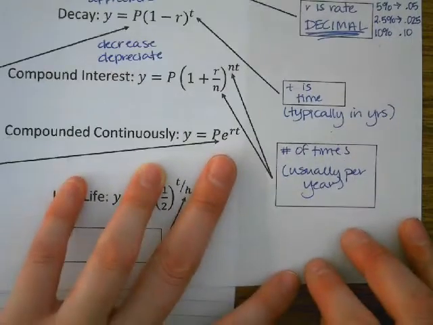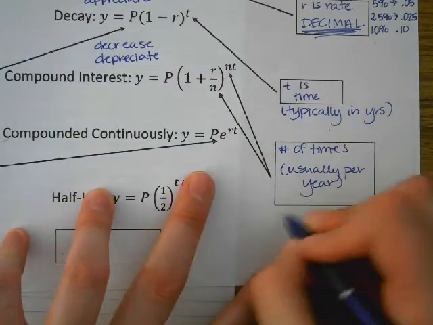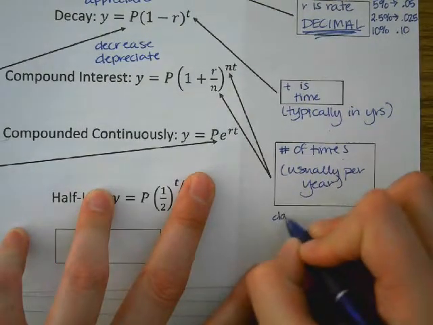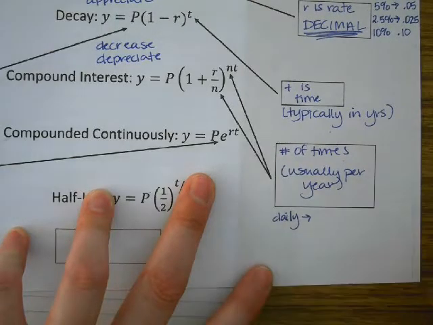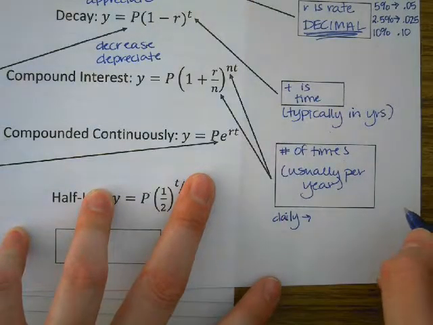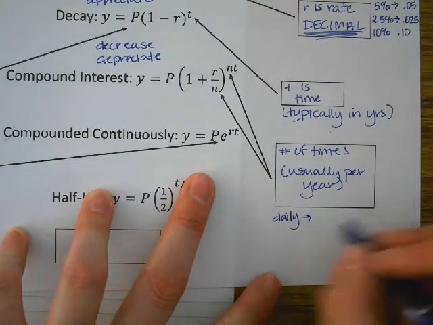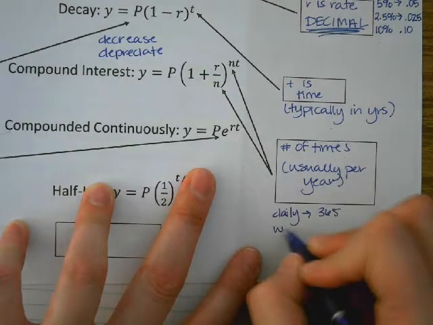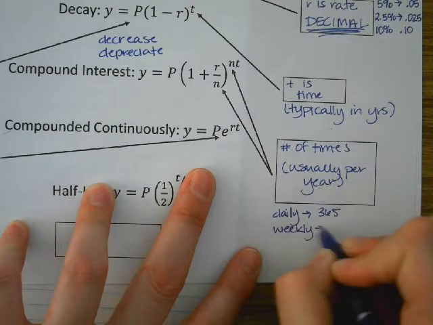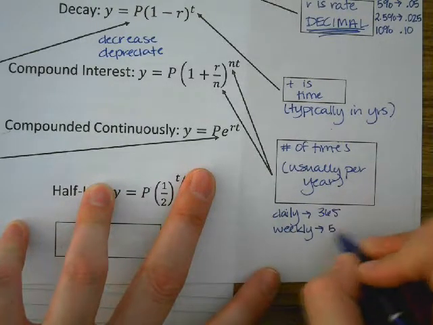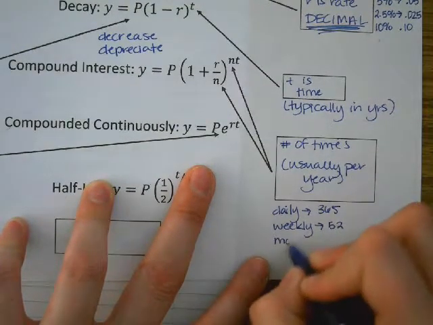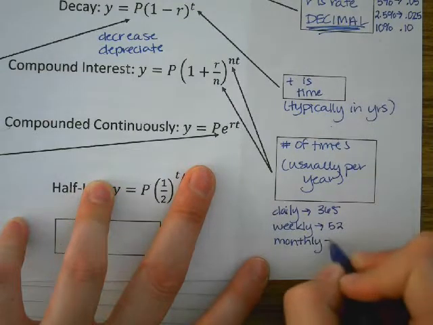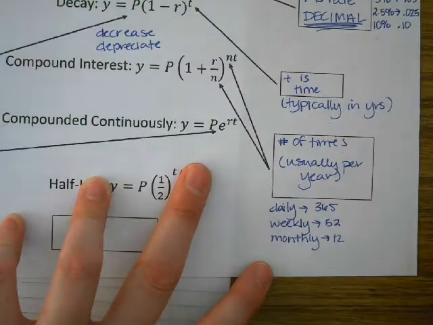And just so we don't forget, we're going to write a few of these down. If they said something about daily, then how many times per year? 365. There's 365 days in a year. What if they said weekly? 52. What if they said monthly? 12.